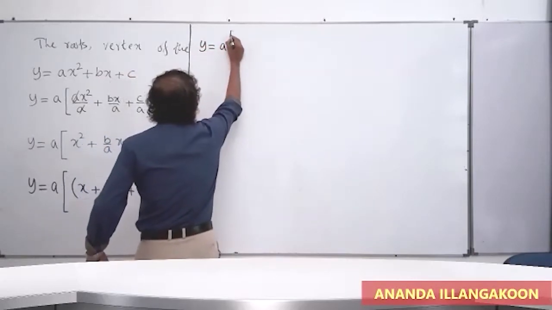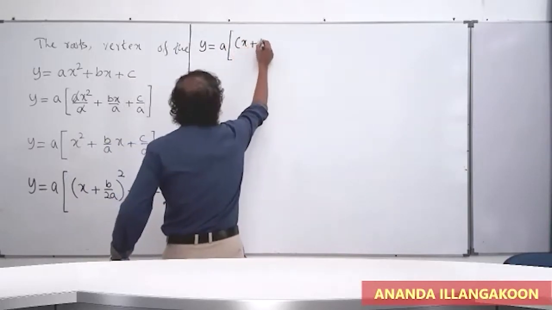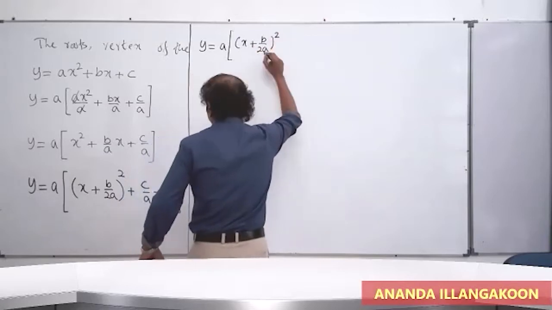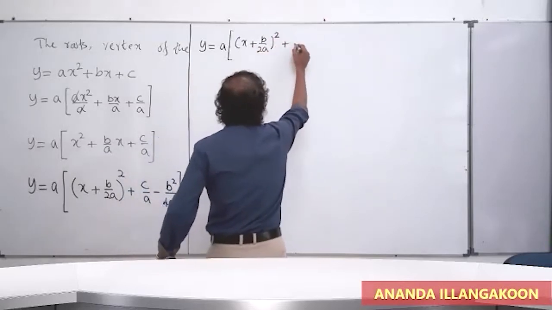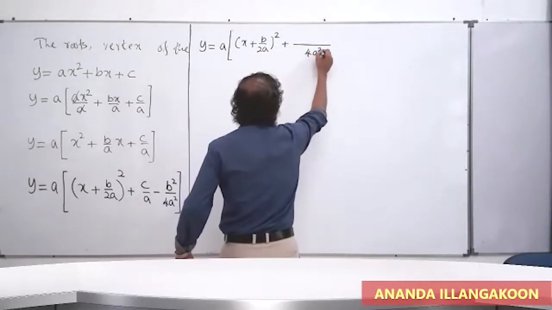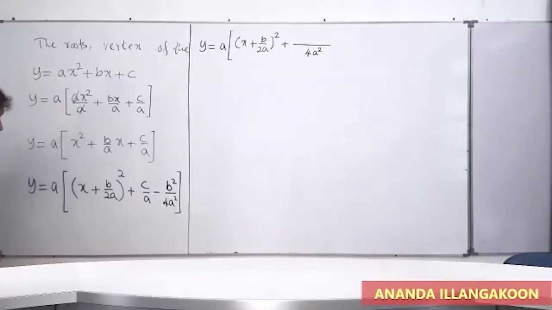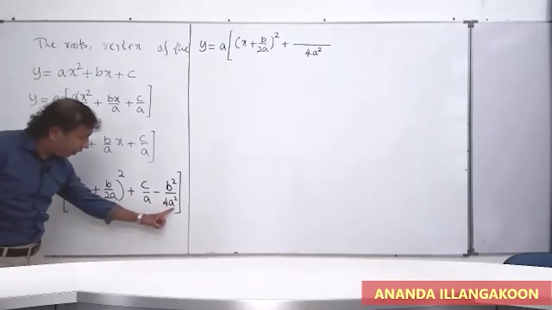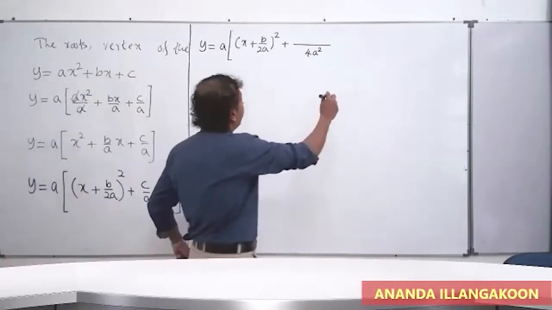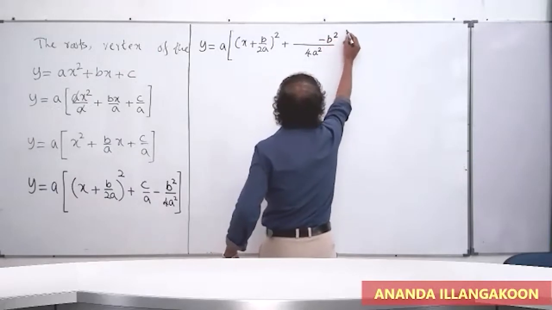y equals a within the bracket, what do you get? (x plus b upon 2a) perfect squared plus, I'm going to take here the common denominator as 4a squared. Once I take the common denominator as 4a squared, this b squared won't change. That will remain the same, as minus b squared, right?